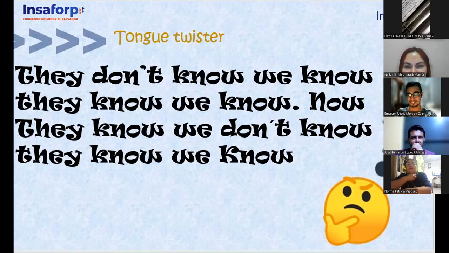Y ahorita Bernardo se mira igual que el emoji. Sí.